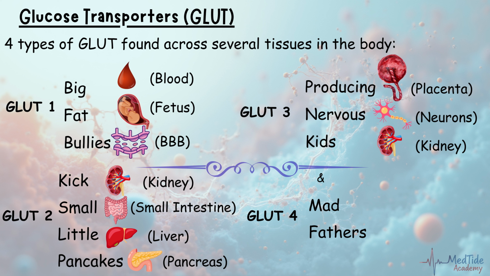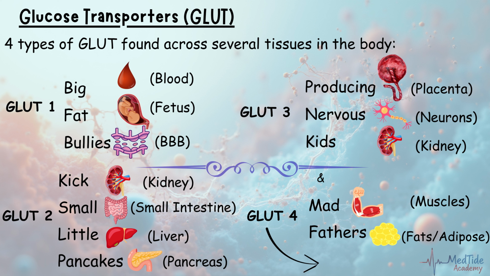Finally, for GLUT4, M in MAD represents muscles, while the F in fathers represents fats or adipose tissues. So these are where you can find the different types of glucose transporters. Also note that, out of all these glucose transporters mentioned, only GLUT4 is insulin dependent, so its efficiency in transporting glucose depends on the presence of insulin.